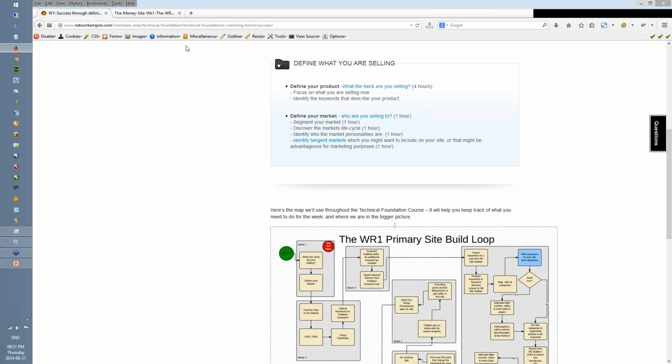Because remember, everything is from the market personality's perspective. It's not from our perspective, it's from who we're speaking to. And when we're always looking through the window from their perspective, the whole story changes. Okay, and it helps us build better systems.